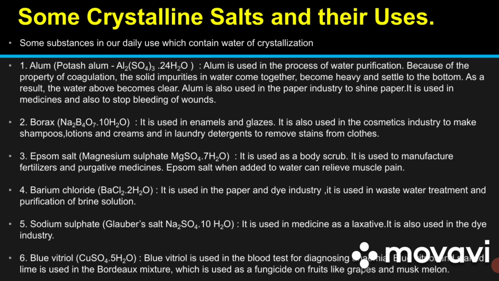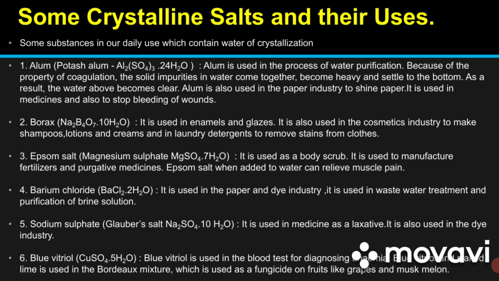It is also used in the cosmetic industry to make shampoos, lotions and creams, and in laundry detergents to remove stains from clothes. Epsom salt, also known as magnesium sulfate, molecular formula MgSO4.7H2O. It is used as a body scrub. It is used to manufacture fertilizers and purgative medicines. Epsom salt, when added to water, can relieve muscle pain.